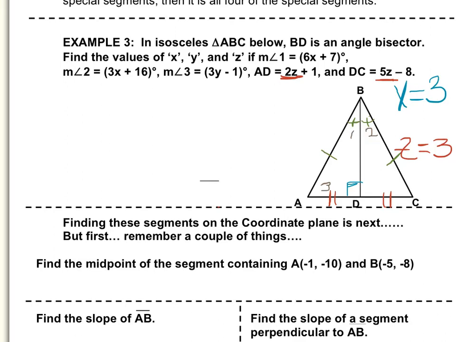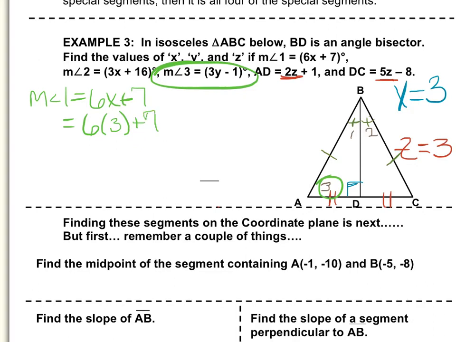Okay, lastly, I need to solve for y. Now y is in angle 3. Angle 3 is here. I just solved for x and z. And notice the measure of angle 1 is 6x plus 7. So I can find the measure of angle 1. 6 times 3 plus 7. 6 times 3 is 18. 18 plus 7 is 25. That means that angle 1 is 25 degrees.